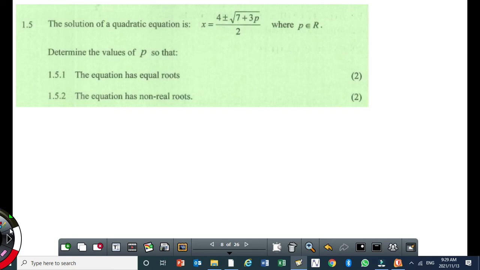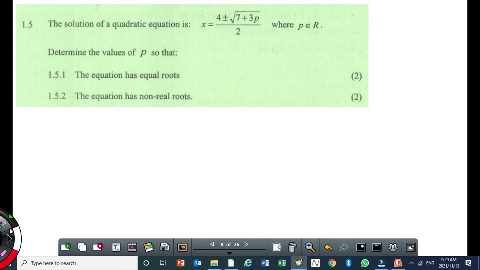So when we say the nature of roots, we are saying what type of root are you going to get? Is it going to be one root 2 times? Okay? Well, that's another possibility. Are you going to get 2 roots that are different? Or are the roots going to be non-real roots?